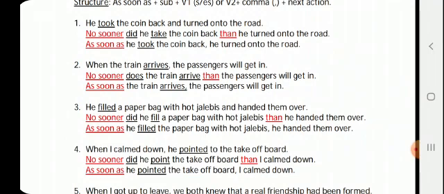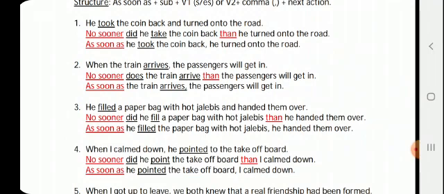When we want to convert the same sentence into as soon as, students, we will remove the auxiliary verb. So you can see I've removed the word did. Okay, so as soon as he, and take will again take its original form, took. We removed the word did, so obviously the verb will go again in the past tense. He took the coin back. And then I've replaced the word than with the comma. And then the next action. So, as soon as he took the coin back, comma, he turned onto the road. Understood, students? The same will apply in all the sentences.